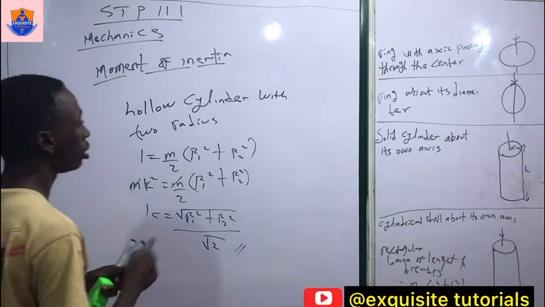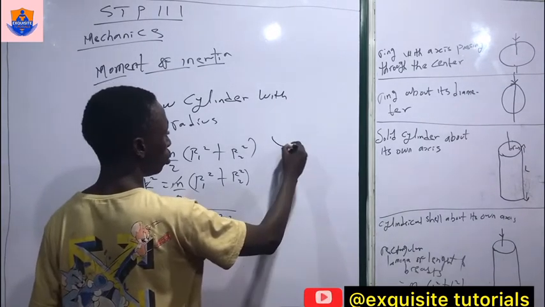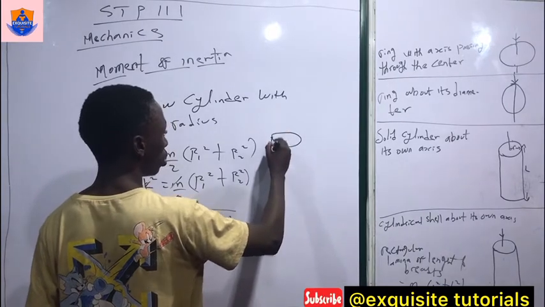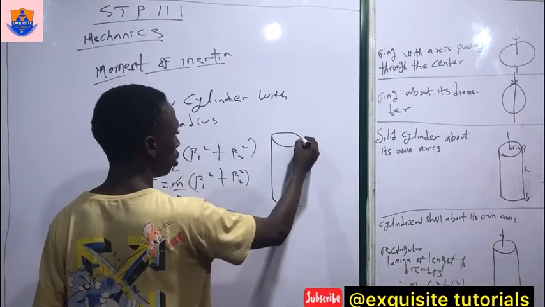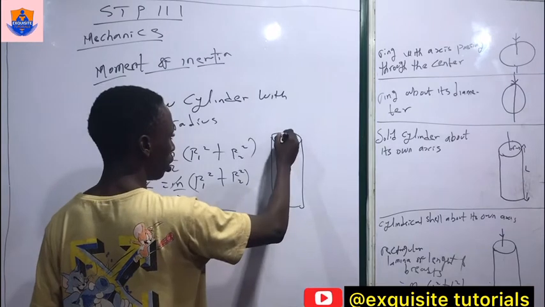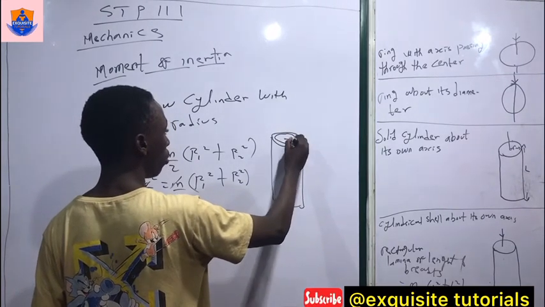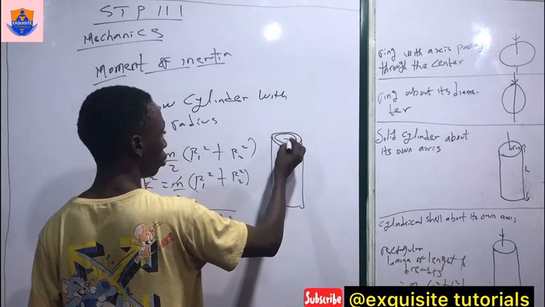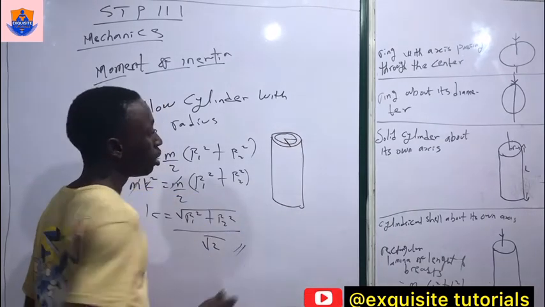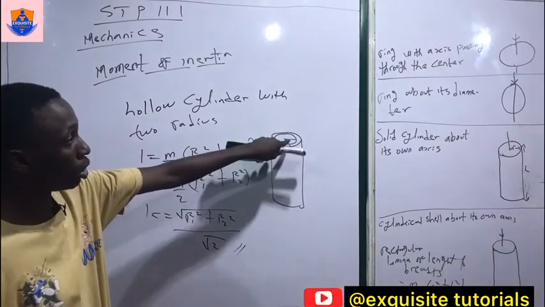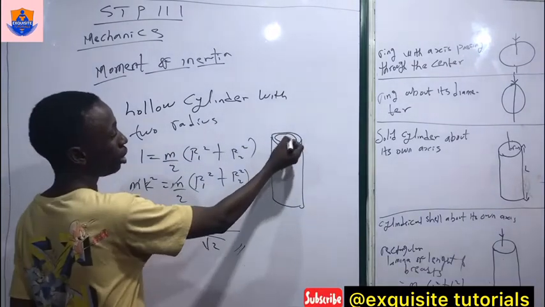It will be something like this, a hollow cylinder with two radii. It will have another one inside. From here to here will be R1. Then from here to here will be R2.